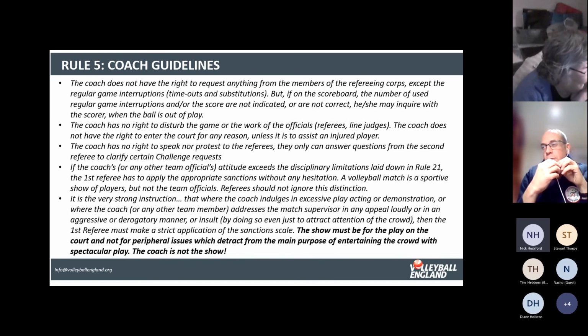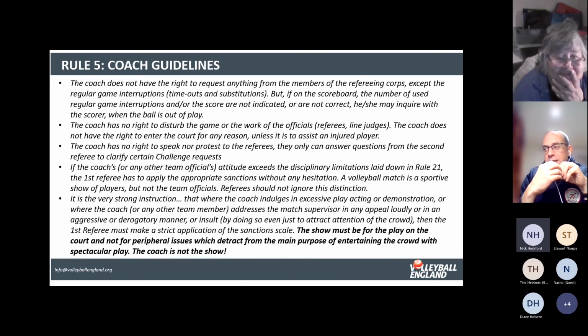If the coach or any other team official's attitude exceeds the disciplinary limitations of misconduct in Rule 21, the first referee has to apply the appropriate sanctions without hesitation. A volleyball match is a sportive show of players, not of the team officials. Referees should not ignore this distinction. It is a very strong instruction.